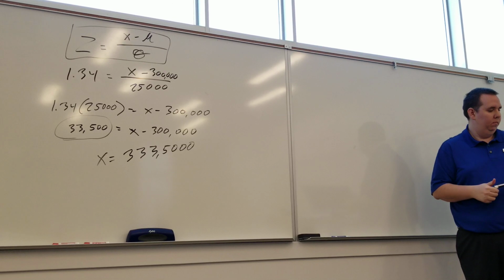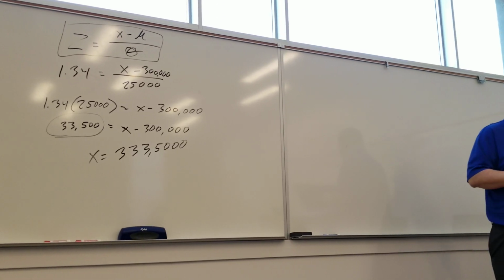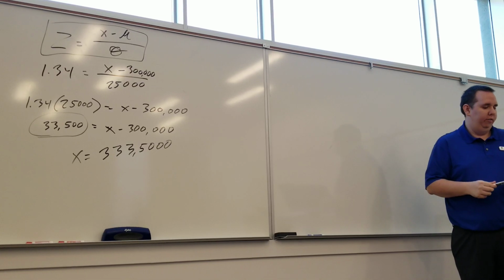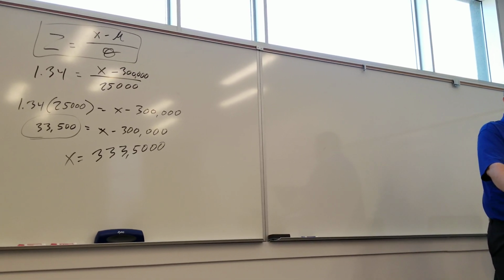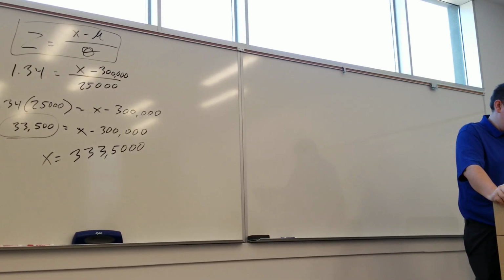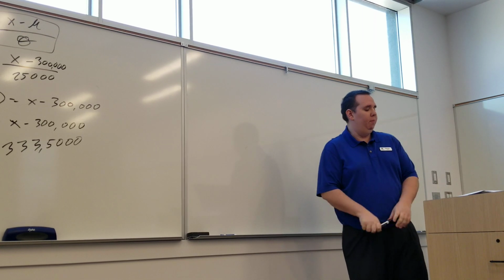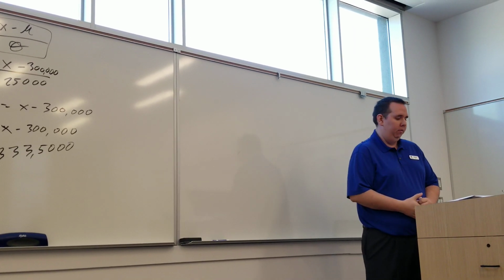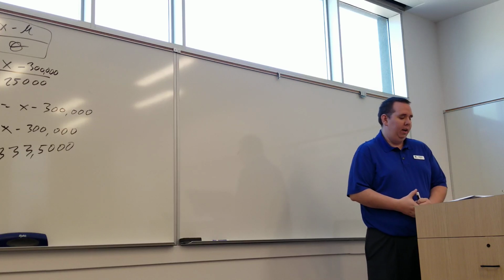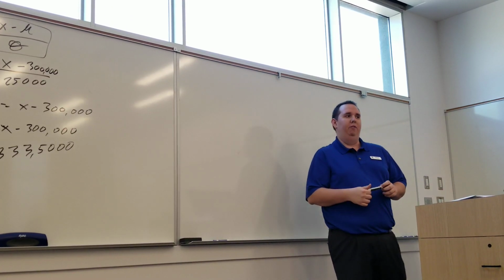So, if we look at number 4, it says the average price of a new car is $33,000, and the population standard deviation is $3,500. 500 people bought new cars in Arizona last week. What's the probability that a random sample of 45 car buyers in Arizona last week spent within $1,000 of the average price?